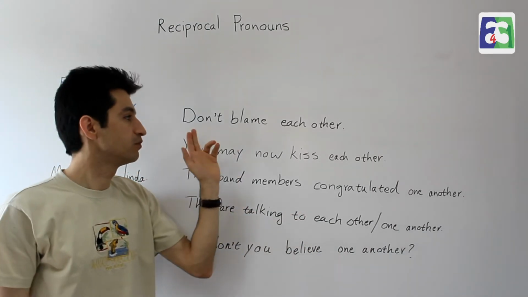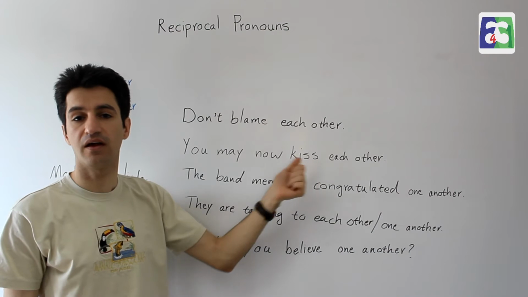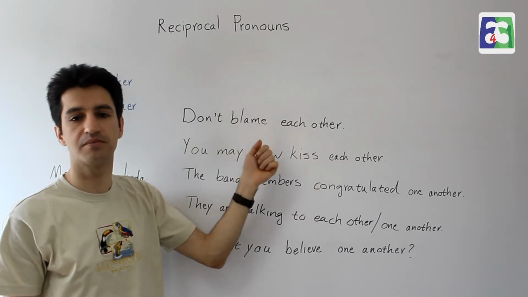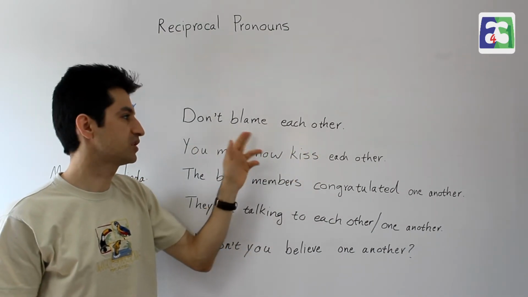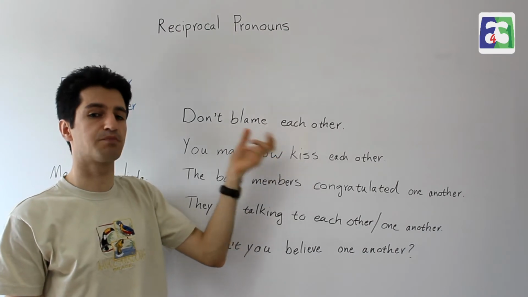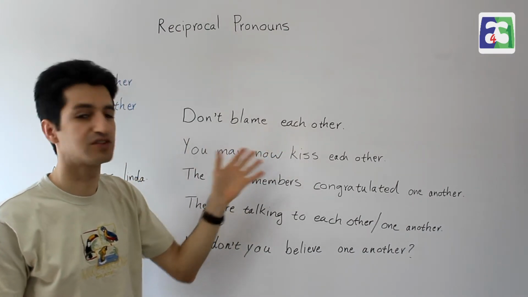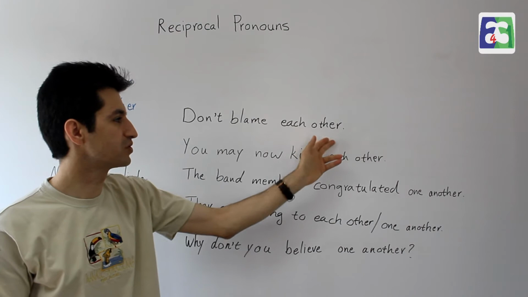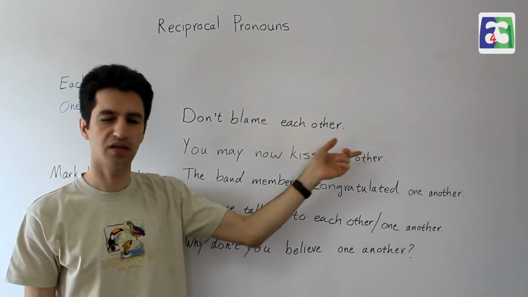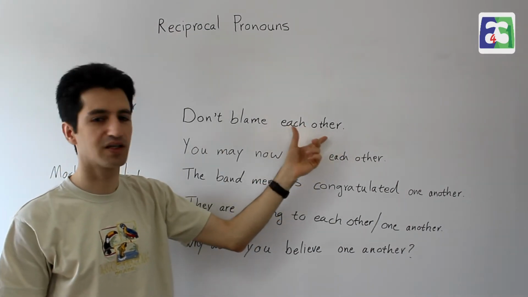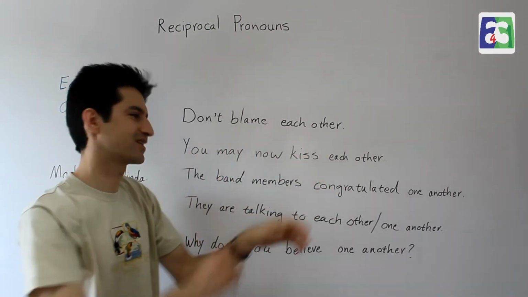That's an action that you do and you receive as well, okay? So let's say he blames her and she blames him. So she blames and also gets blamed. So that's the situation. In this case I can use each other. I say don't blame each other to show that this is two-sided.